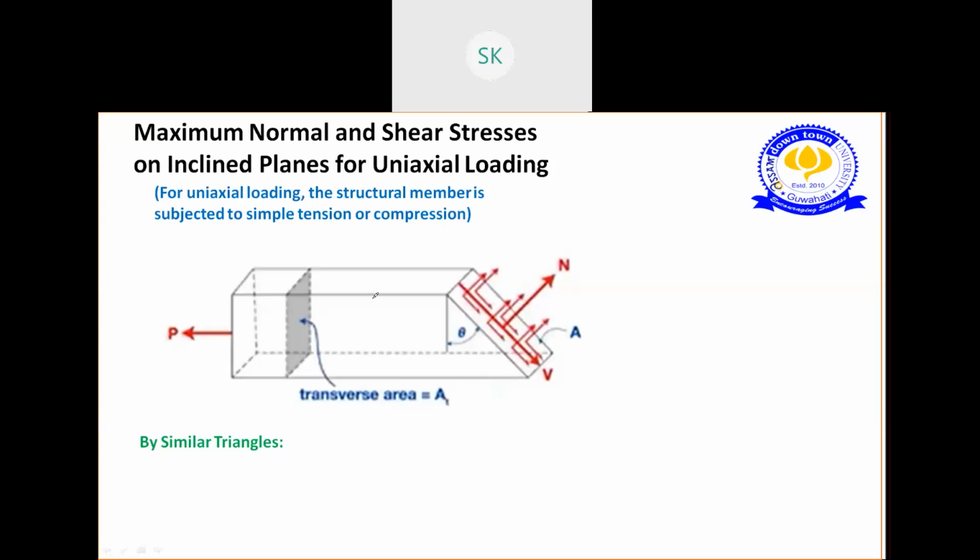Our main aim is to find the normal and shear stress on this inclined plane. What is normal stress? This is your sigma. What is shear stress? This is your tau. We want to find the maximum normal stress and maximum shear stress. To find that, we should know the relation at first. Our aim is to know the relation.